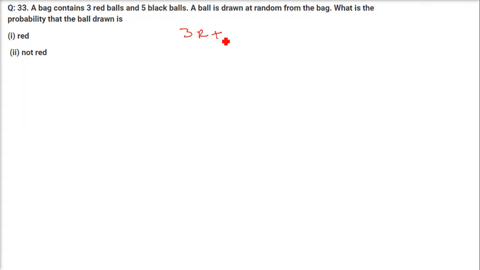A bag contains 3 red and 5 black balls. A ball is drawn at random from the bag. What is the probability that the ball drawn is red, and not red? Red: 3 favorable cases are there. And what is the total number of cases? 5 plus 3, that is 8. 3 by 8 is the probability of getting a red, because only 3 can come, and the total number of balls is 3 plus 5. How about not red? For not red, just subtract the probability of red from 1. It is going to be 5 by 8.